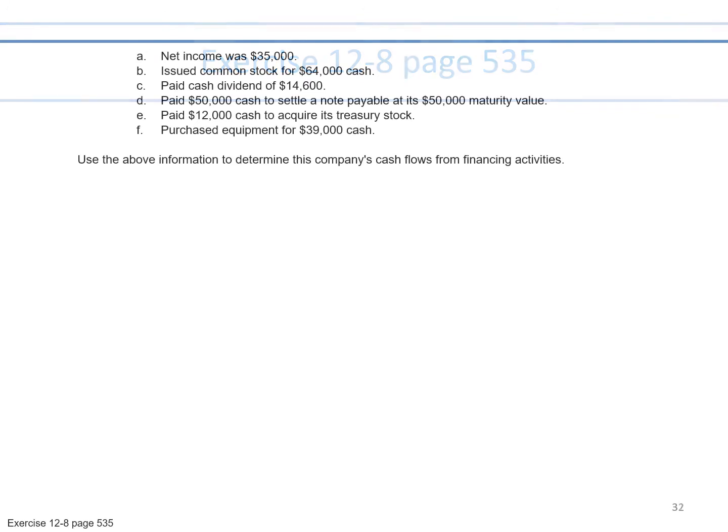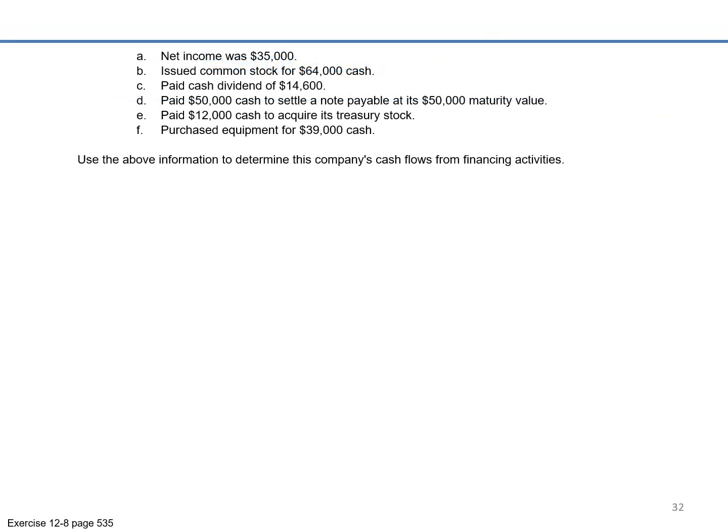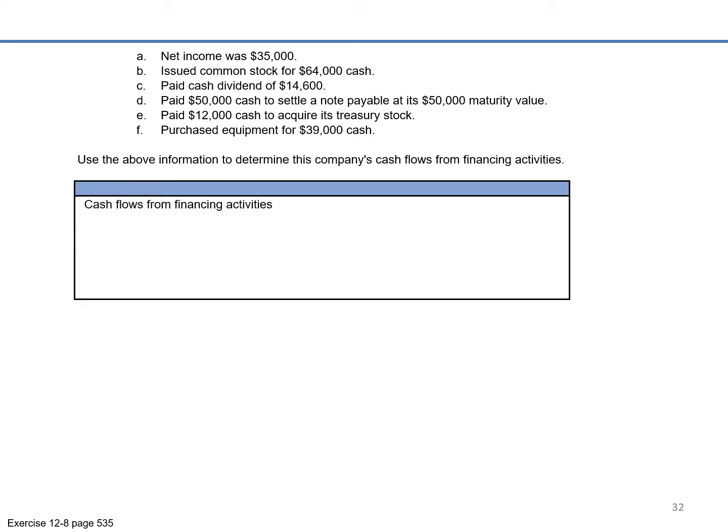Exercise 12.8. All right, so use the information above to determine the company's cash flows from financing activities. Okay, so cash flow from financing activities. So first let's determine what we need. So we don't need A. Net income is part of the operating piece. Financing, you either finance your company through stock or through long-term debt, right? So we know that we don't need this purchase equipment because that's an investing activity. And I think the rest belong.